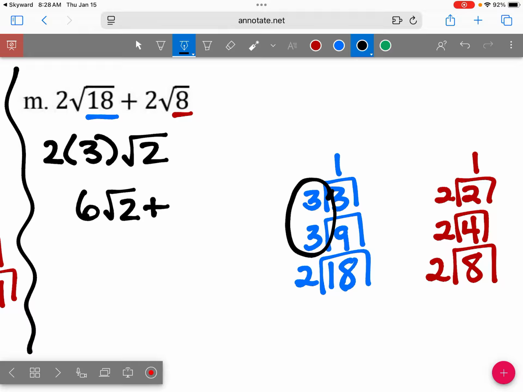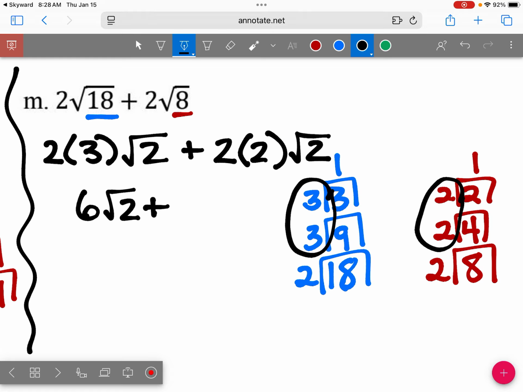Bring down the plus sign. So this one already has a 2. I'm bringing out another 2. And then the one that didn't have a friend has to stay. So that becomes 4 root 2. So your final answer is 10 root 2.